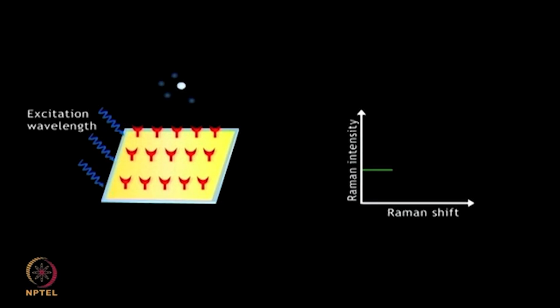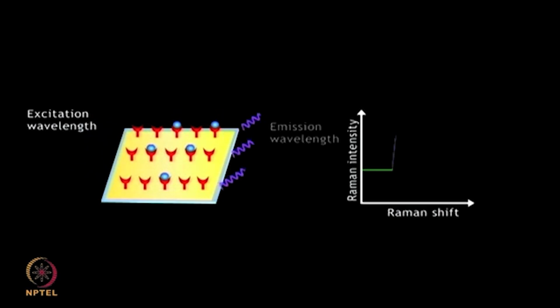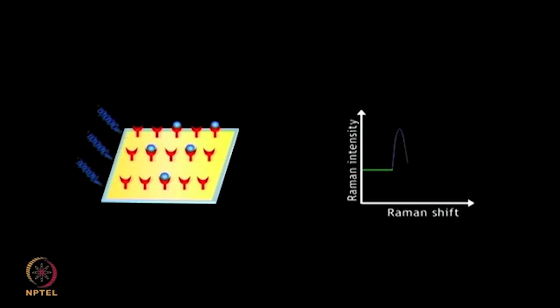As you can see on the right hand side, the Raman shift versus Raman intensity is plotted. After these gold nanoparticles are binding with the antibodies, a change in the Raman intensity is observed, as shown in the plot on the right hand side.